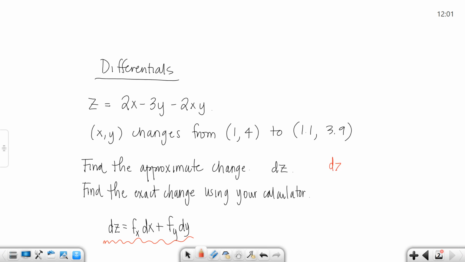So the approximate change, dz, is going to be the partial derivative with respect to x. So that's going to be 2 minus 2y. We're going to multiply that times dx. And then it's the partial derivative with respect to y, which would be negative 3 minus 2x. And we'll multiply that times dy. So that's how it would look.